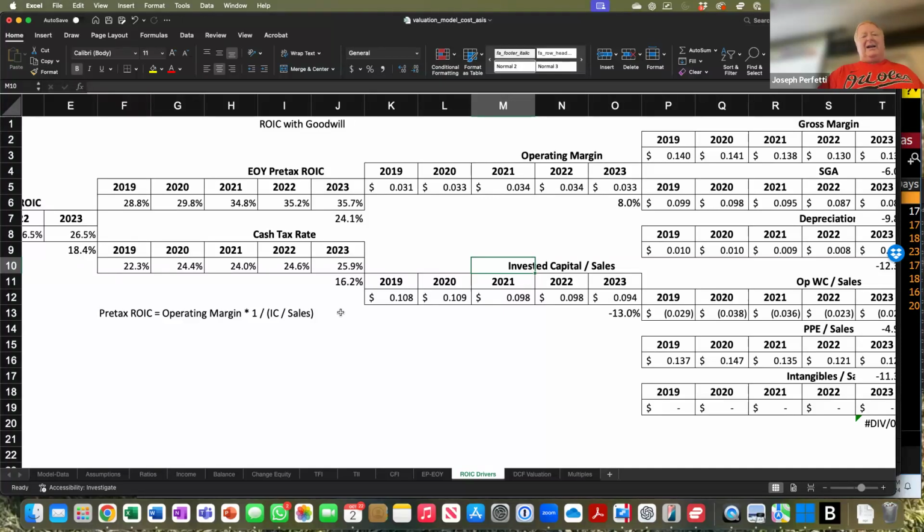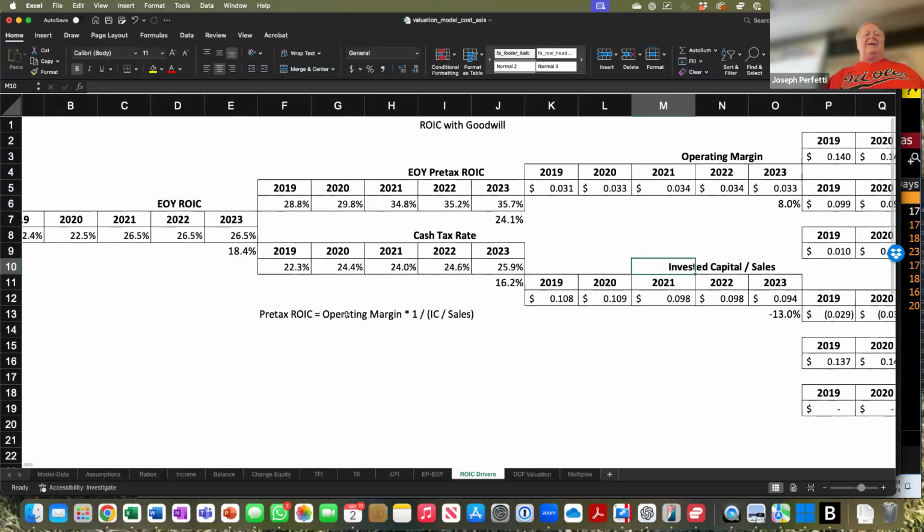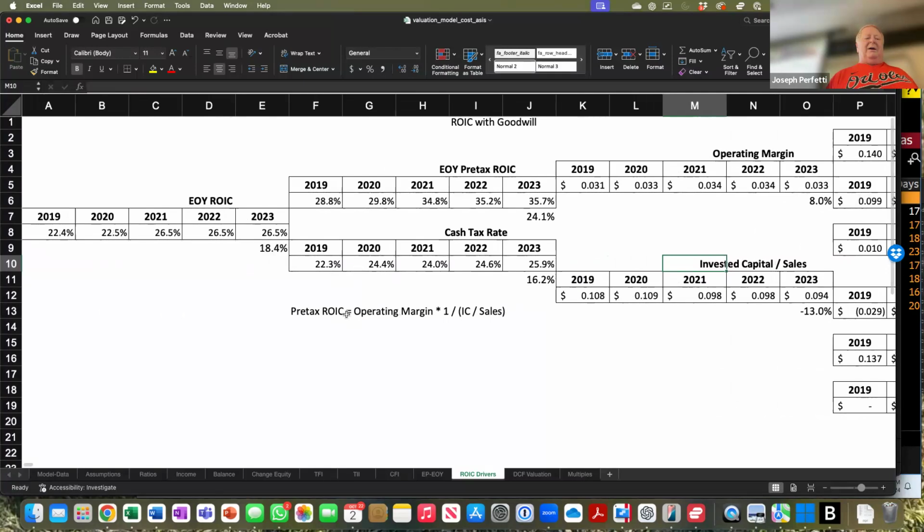Despite the headwind of the slightly higher taxes of 22.3 to 25.9, that led to an overall ROIC improvement after tax of 22.4 to 26.5 over the last 5 years.